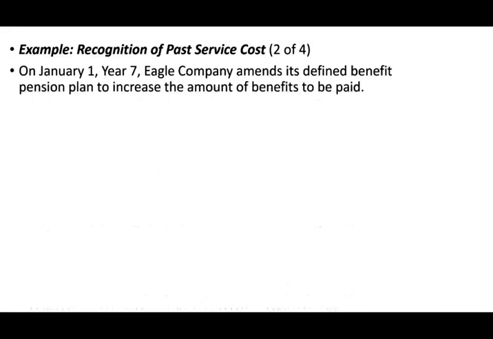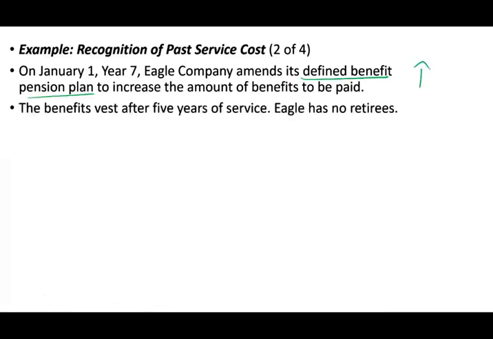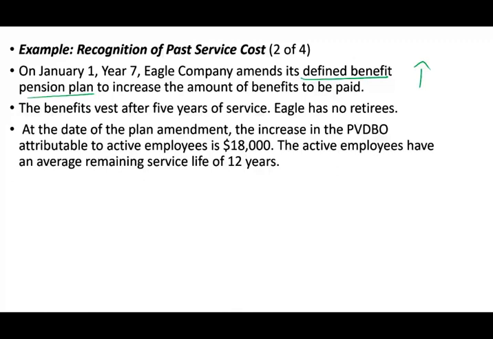On January 1st, Year 7, Eagle Company amended its defined benefit pension plan to increase the amount of benefit to be paid. What does it mean, amended? It means they changed their plan. Usually when they change it, they're going to pay their employees more. The benefit vests after 5 years of service, and Eagle has no retirees. It doesn't matter. They amended it. At the date of the plan amendment, the increase in PVDBO attributed to active employees is 18,000. So as a result of this increase, we have to add 18,000 to the PVDBO. The active employees had an average remaining life of 12 years. It doesn't really matter under IFRS.